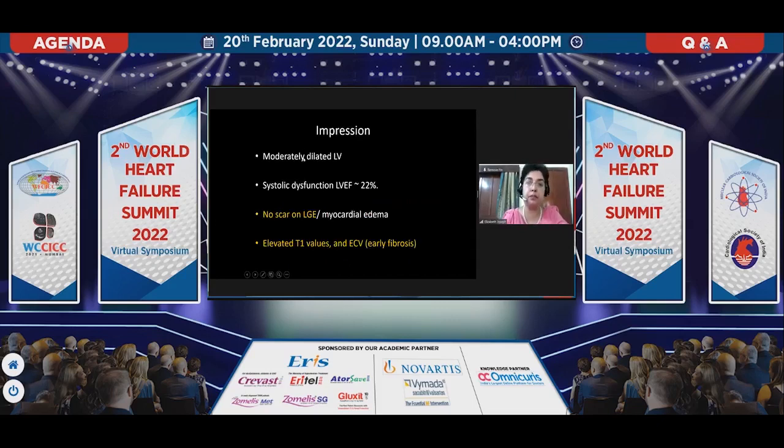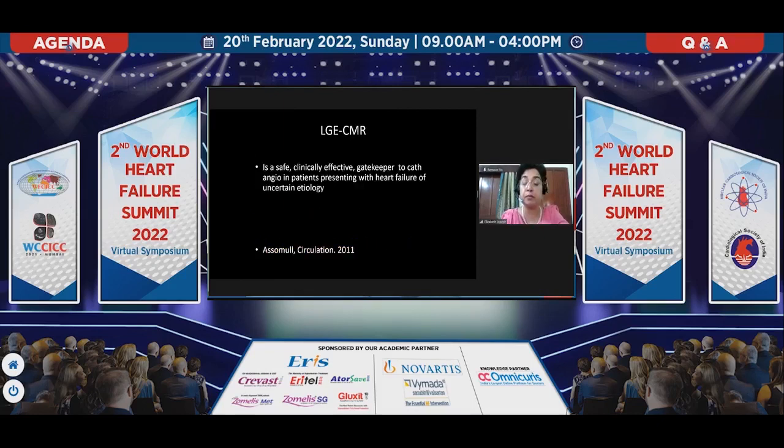And so what is our impression? We have a dilated cardiomyopathy with a poor systolic function of only 22%, but there is no scar in the late gadolinium enhancement sequence, which would make us think that there is no fibrosis. But this is where T1 value and ECV come into the picture, where there are elevated values. And this indicates that there is early fibrosis, which has already set in. And therefore, this is a poor prognosis as compared to somebody whose T1 and ECV values would have been normal.